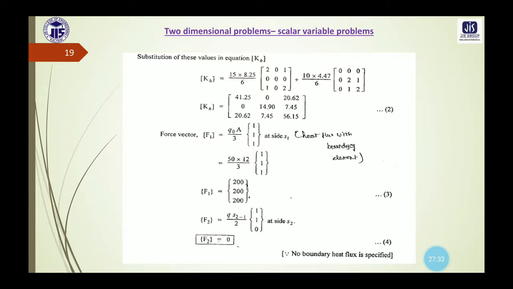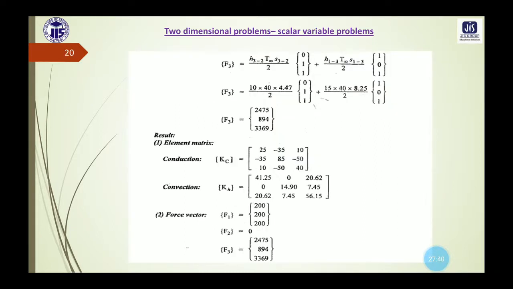In the similar manner we can find the column matrix for F2. There's no boundary heat flux specified here, so F2 is 0. And for the column matrix F3, then we can calculate the F3 also, which we are getting as a 3 by 3 matrix.